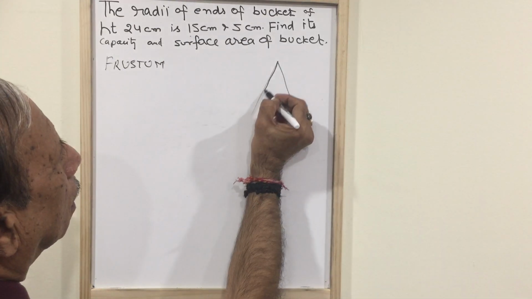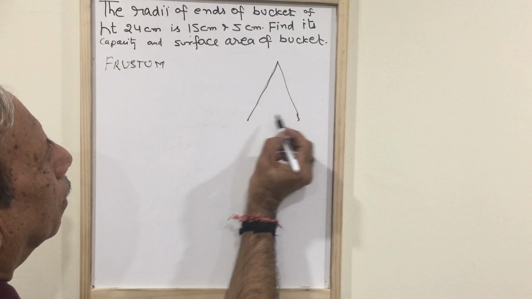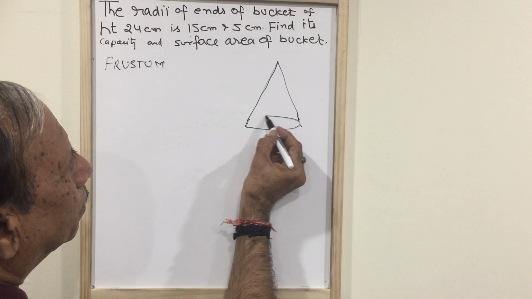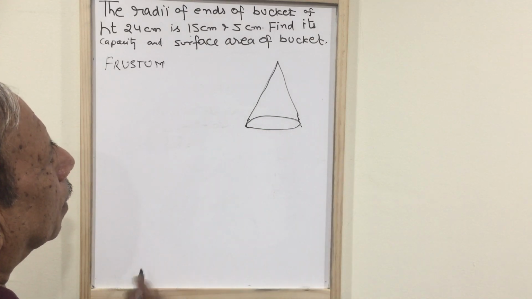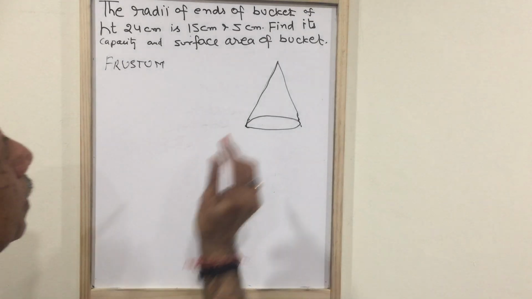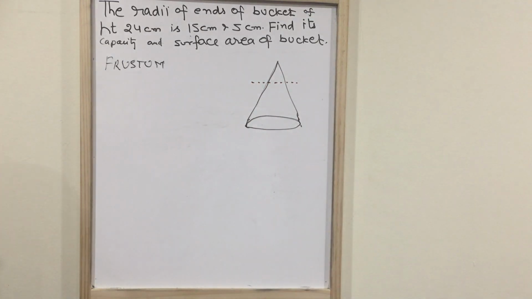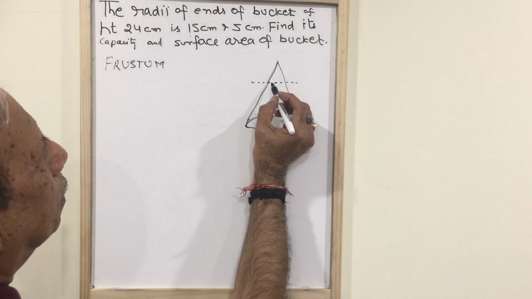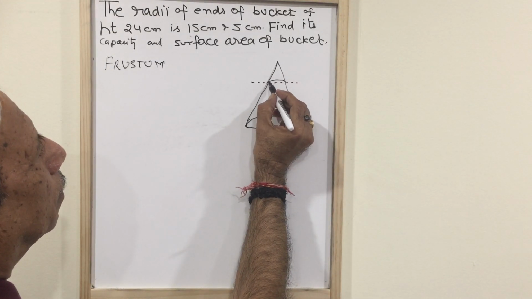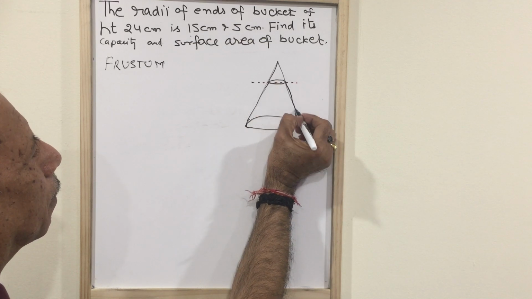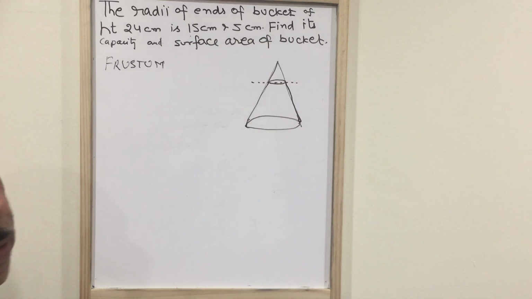Suppose we have a circular cone. This is a right circular cone, and if we cut from here and remove the above portion, it will be in the form of this figure, which is called a frustum.